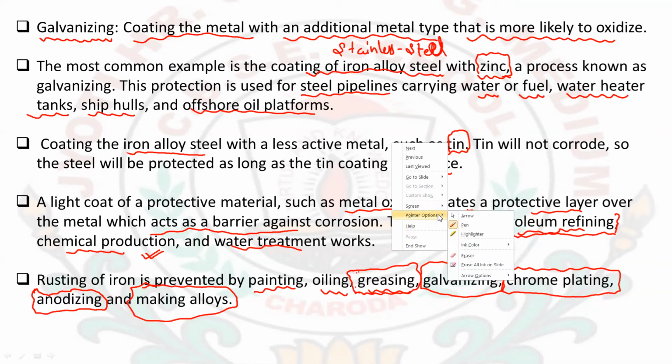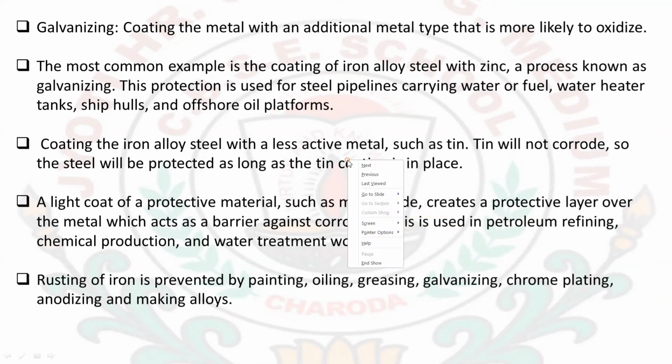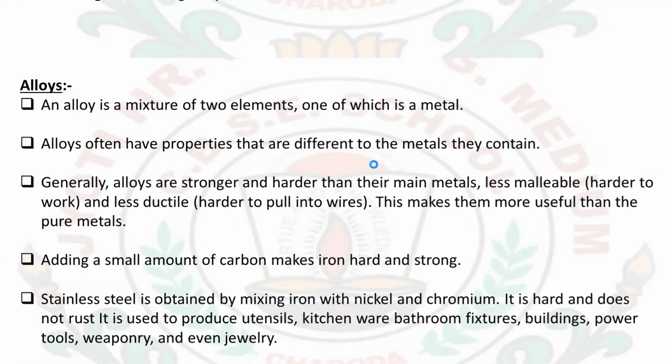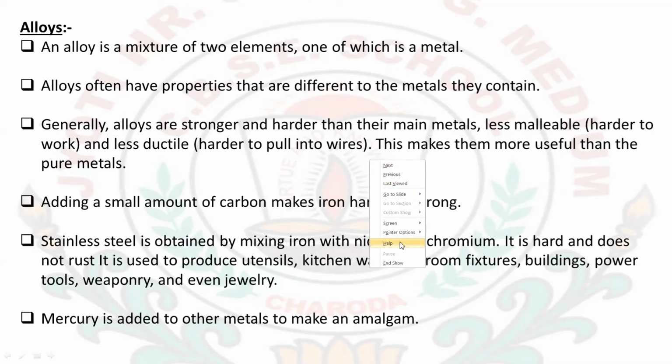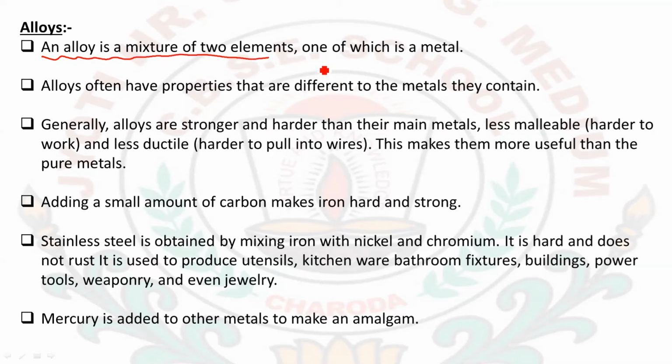Okay, next, alloys. What are alloys? Let's talk about alloys. An alloy is a mixture of two or more elements, one of which is a metal. Generally one of which is a metal.